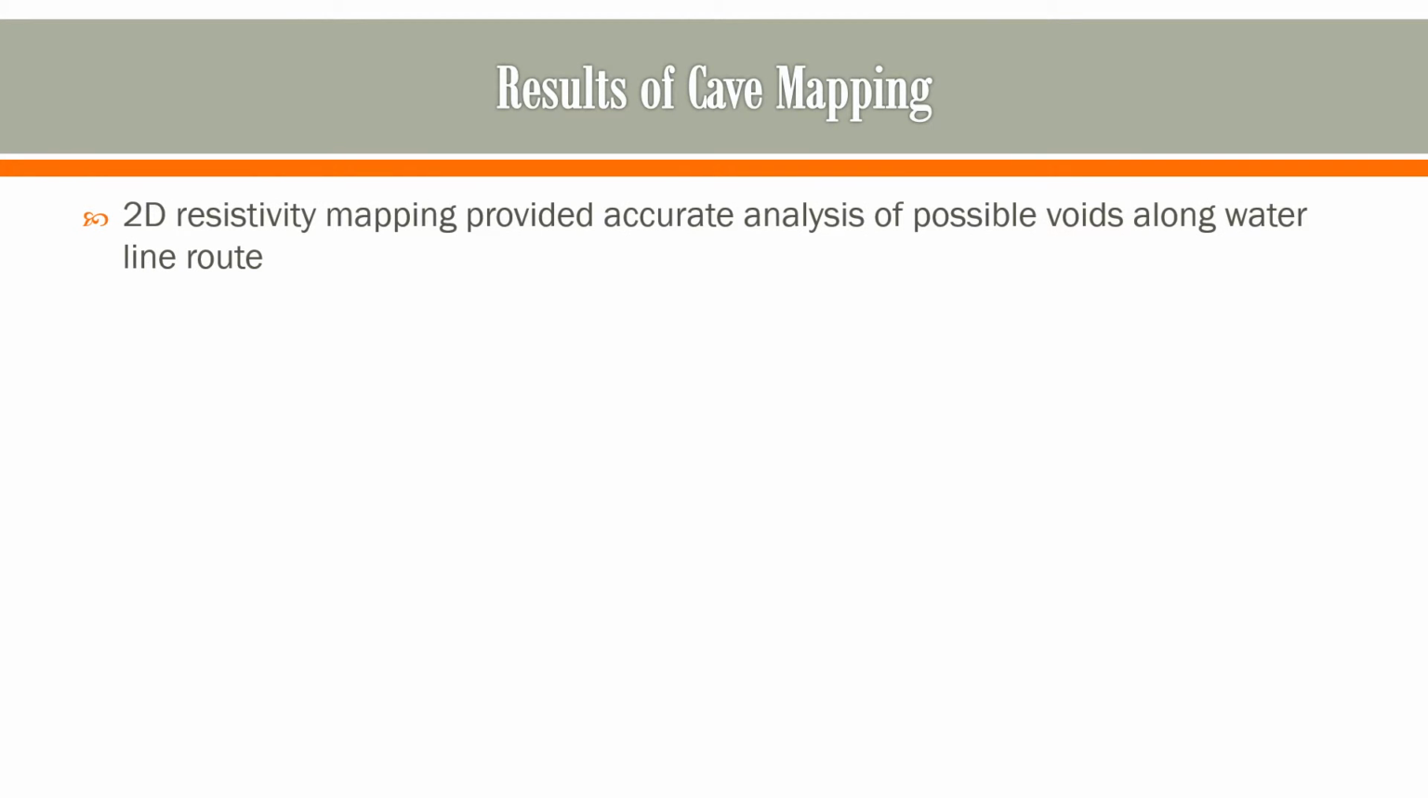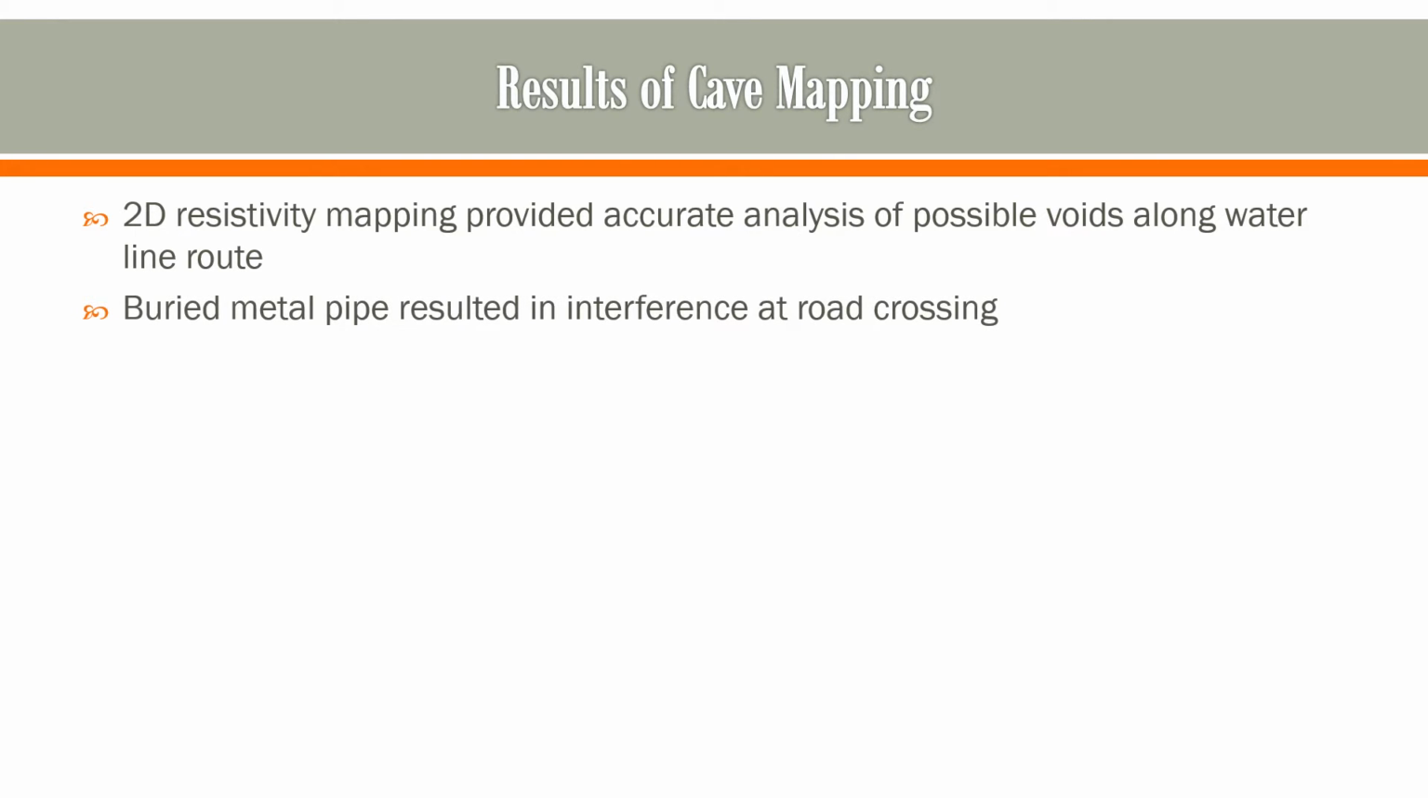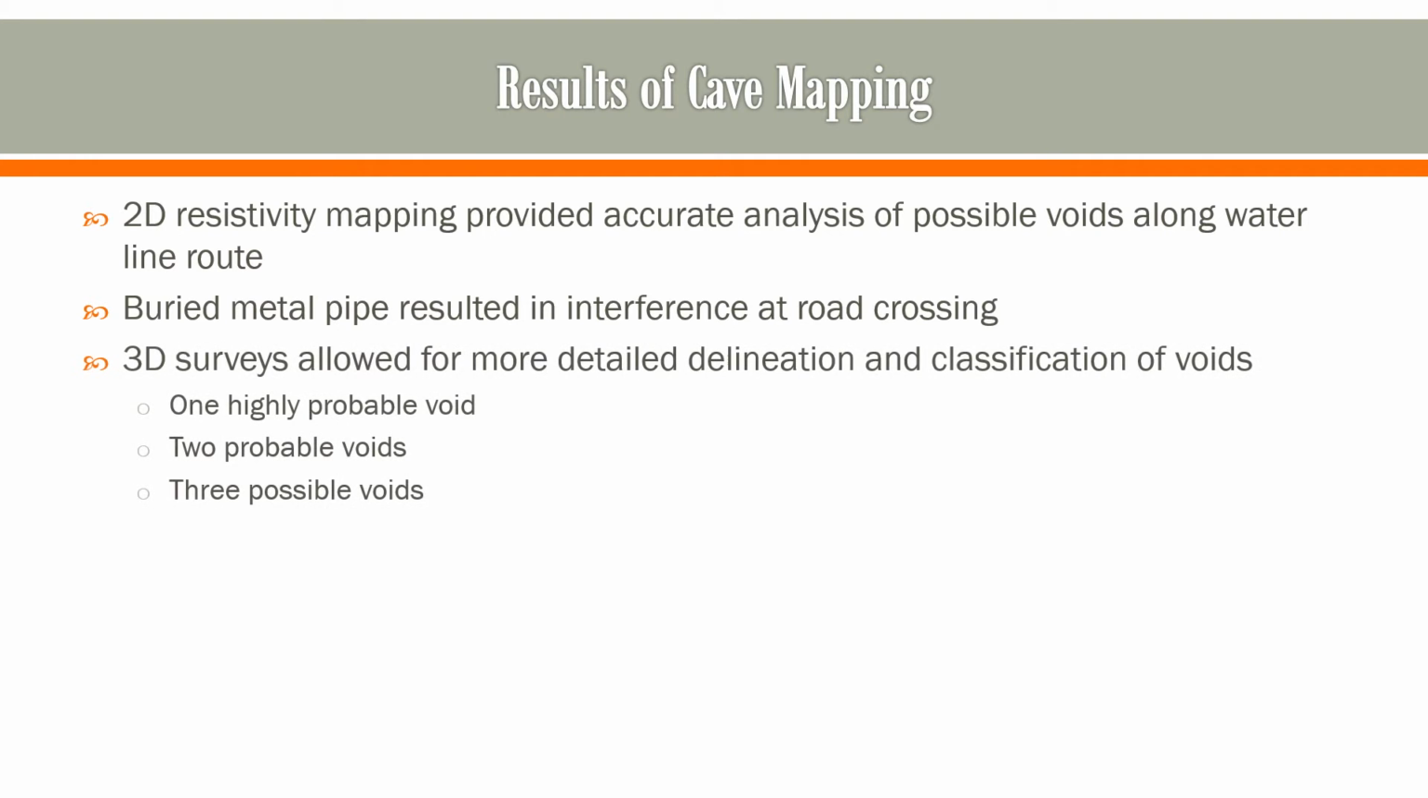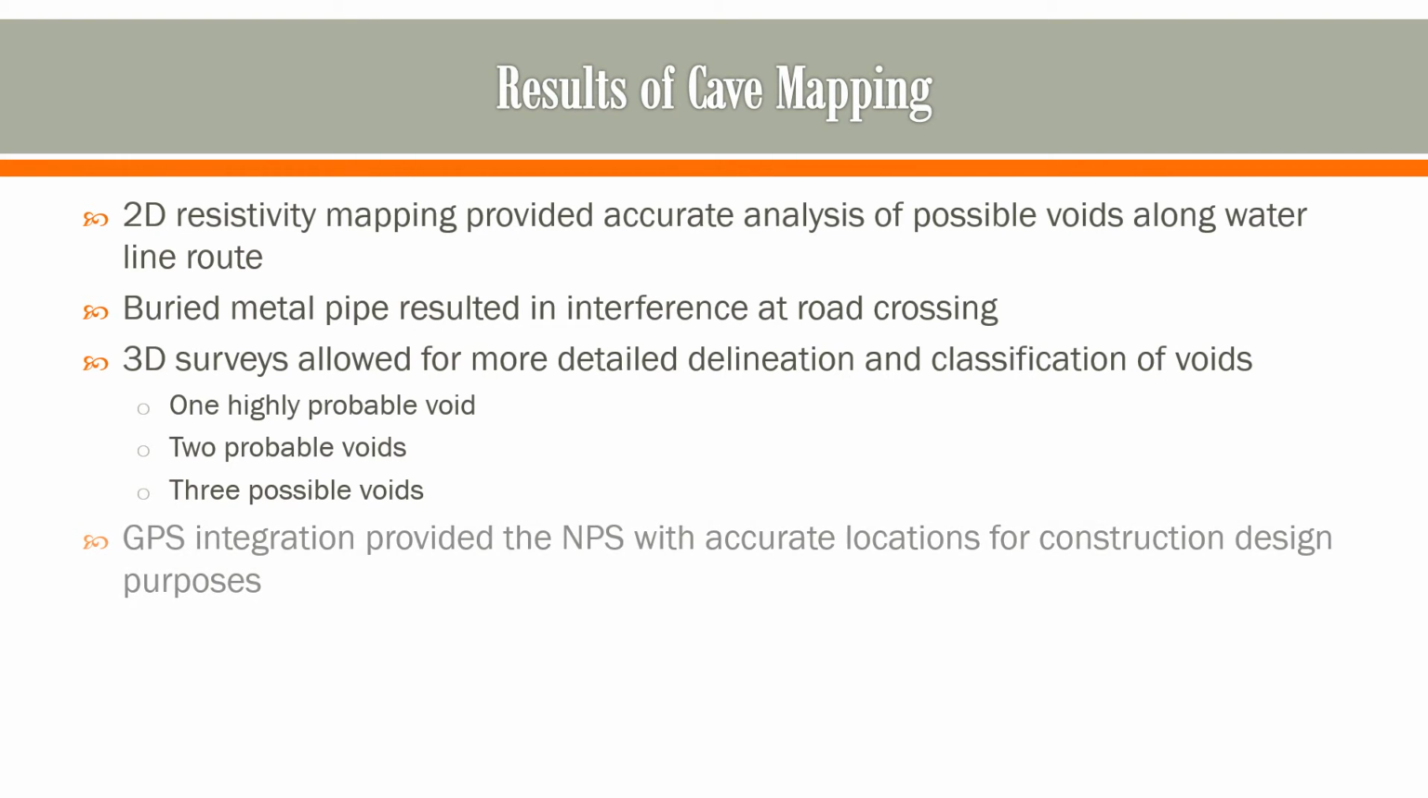So to summarize, the two-dimensional mapping did identify possible voids along the waterline route. We did have some interference at one location from a buried metal pipe. And then the three-dimensional surveys really allowed us to constrain and delineate and classify these types of voids.